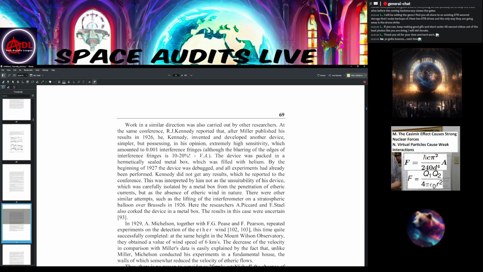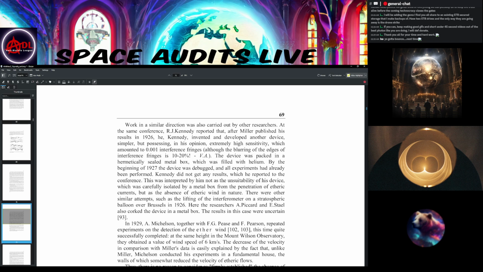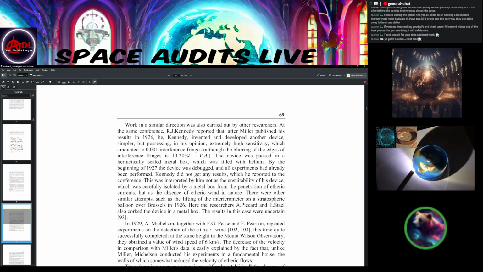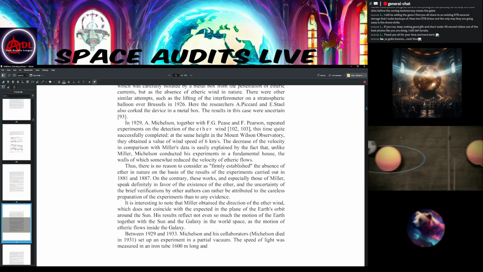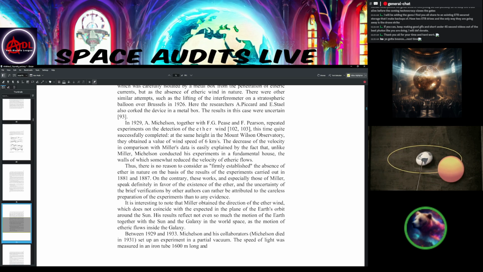There were other similar attempts, such as lifting the interferometer on a stratospheric balloon in Brussels in 1926. Here, researchers Piccard and Stahel also corked the device in a metal box. The results in this case were uncertain. Citation 93.